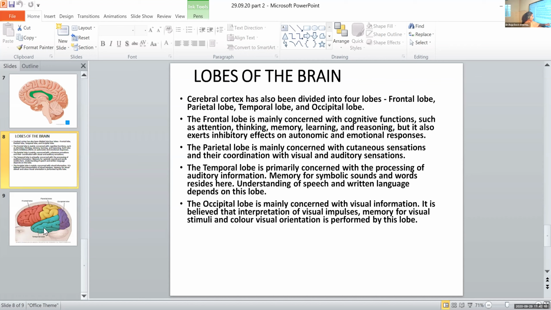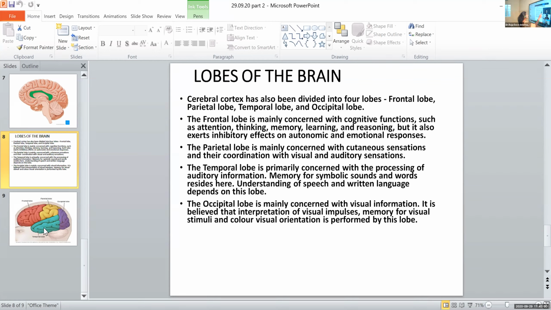Then memory for visual stimuli. In the temporal lobe we had memories for the sounds, right? Symbolic sounds and words. Here we have memory for the visual stimuli. Anything that you see, if you want to memorize it, then you need the occipital lobe. And color visual orientation is performed by this lobe. Color visual orientation means when you see something, you have to orient its color, organize the different colors that you see, or recognize which color it is, and have memory for this color. All those things are dealt with by the occipital lobe.